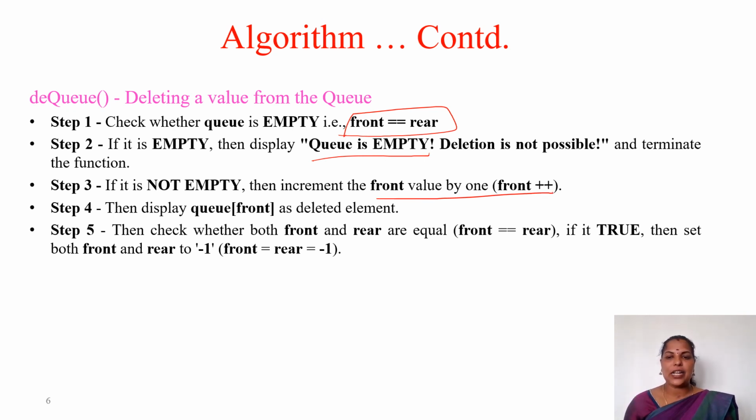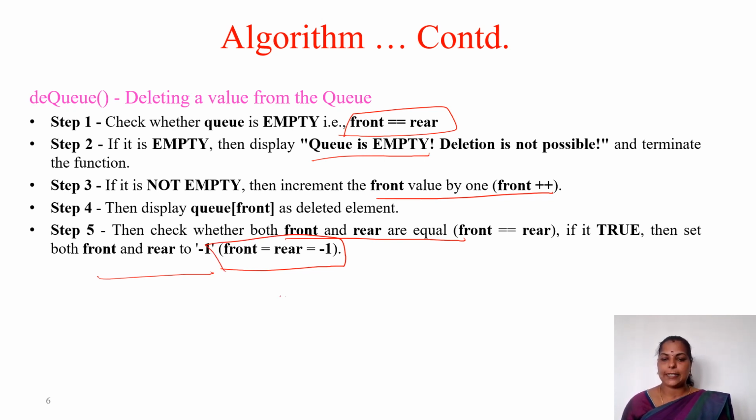Always, deletion happens at the front. So we always have to increment the front value only. So front plus plus, then we are displaying queue of front as the deleted element. Then we are checking whether both rear and front are equal. If both front and rear are equal, it is an empty queue, so we are setting both front and rear to -1.